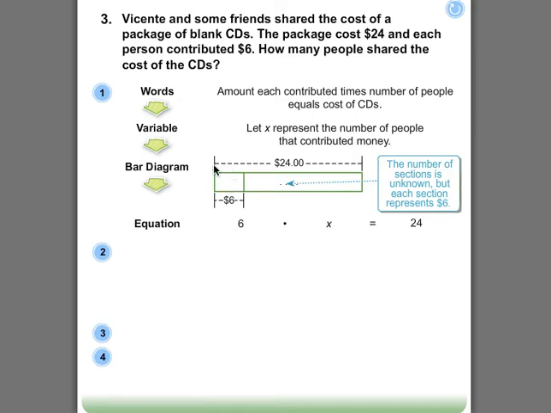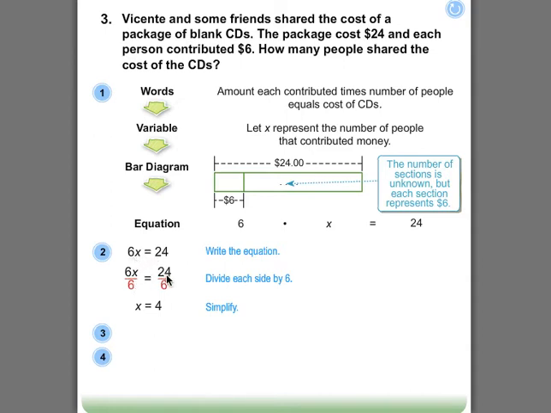Here we write it as a bar diagram. The whole amount was $24. A piece of the amount is $6, and we need to know what the rest of the amount is. So our equation is 6 times x equals 24. So 6x equals 24. Remember, we don't put the little dot there. We can just read that as 6 times x equals 24.